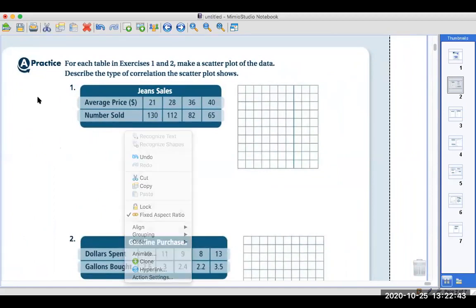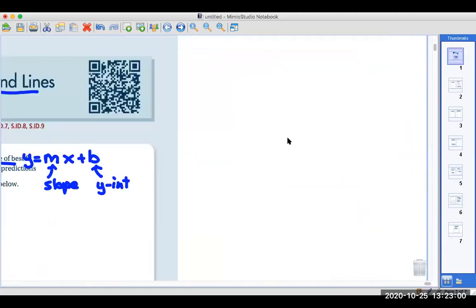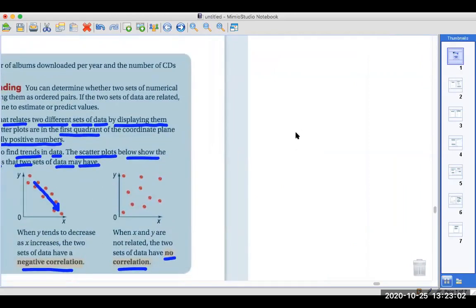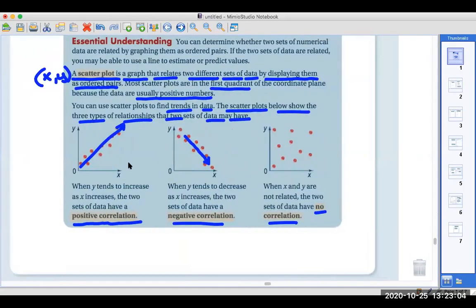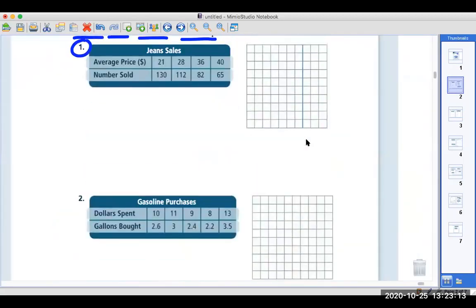Okay, so instructions for each table. We only are going to do exercise 1. Make a scatter plot of the data. After that, you're going to describe the type of correlation. That is the stuff I was talking about on the first page. Down here, the type: is it a positive correlation, a negative correlation, or no correlation at all? That's what that means, type. So you have 2 parts to answer.